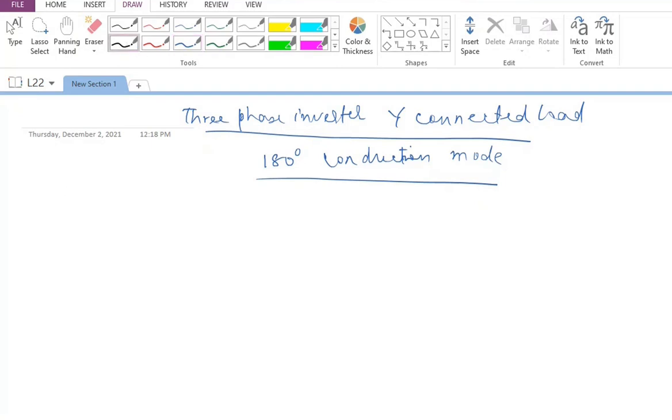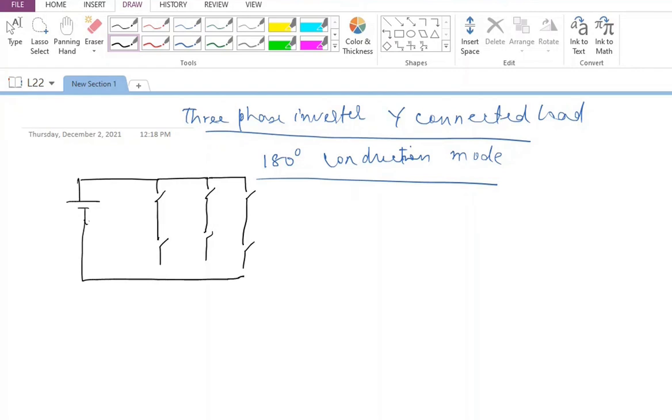So let me try to again draw this inverter. So I'm going to have 1, 4, 3, 6, 5 and 2. So this is the complete configuration of the inverter, and I'm going to have 3-phase loads again connected in star. So this is one phase, this is the second phase, and this is going to be the third phase, and this is the neutral. So let us say I connect this here, and I connect this here, and I connect this here. Okay, so let me call this as 1 and 4, and this is A, and this is 3 and 6, this is B, and this is 5 and 2, and this is C.